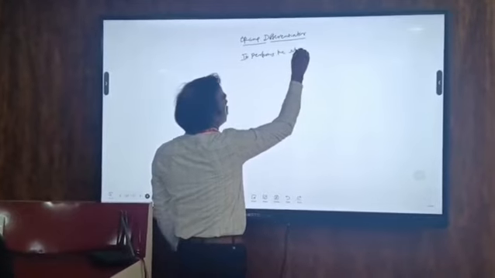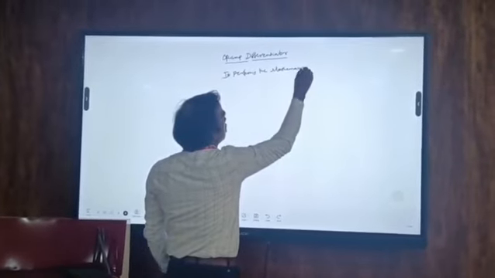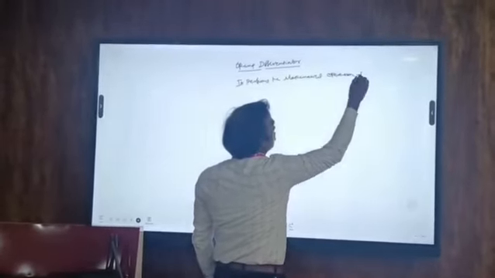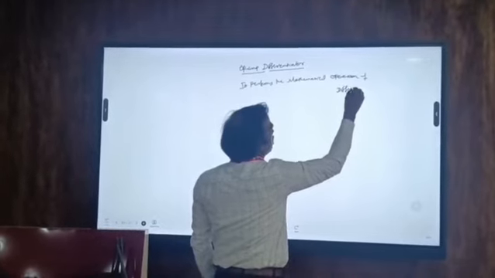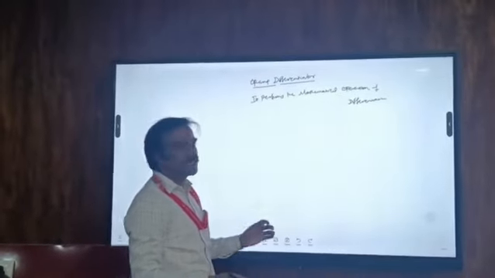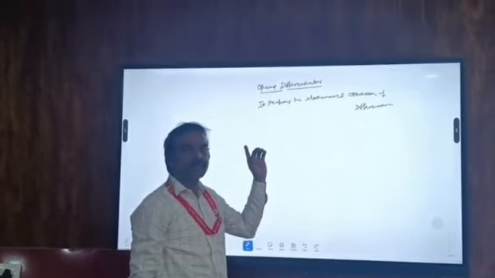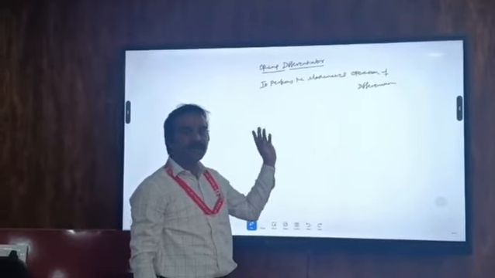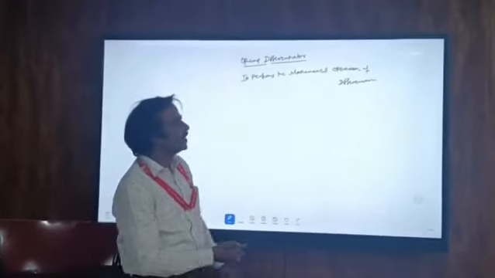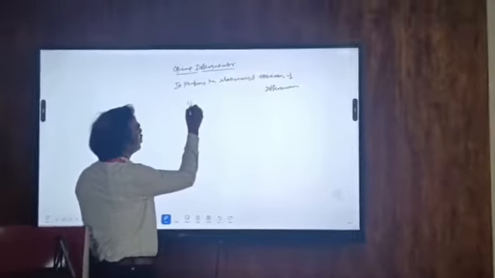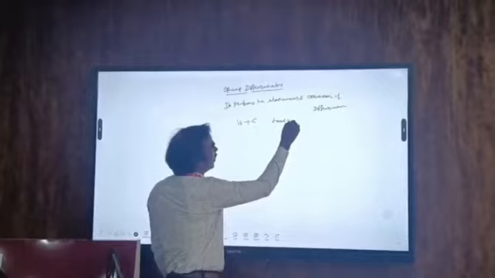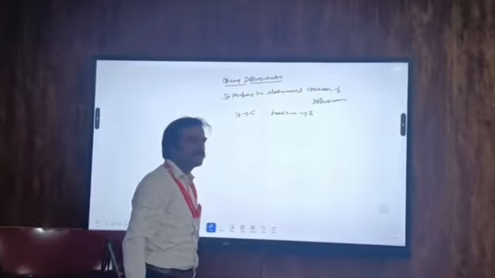It performs the mathematical operation of differentiation. In the integrator we use an RC arrangement: on the input side we connected the resistor and in the feedback we connected the capacitor. But here we are just exchanging them: in the input side we connect the capacitor, and in the feedback we connect the resistor. That is the difference.